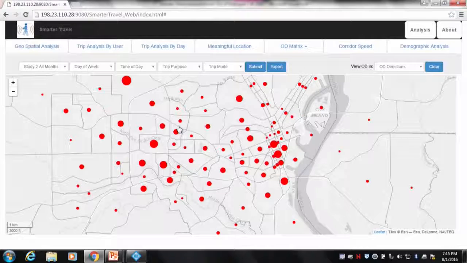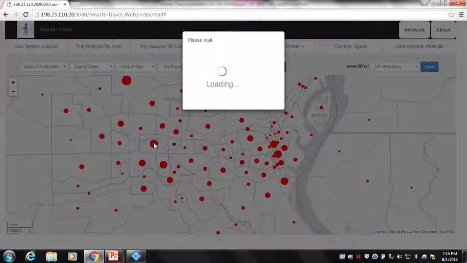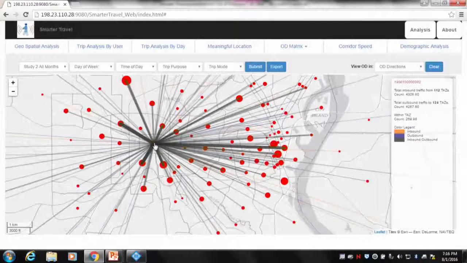For example, all this is divided into transportation analysis zones, and if you click on a zone, by time of day, it'll give you where the trips came from, what type of trips came from there, and where did they go. So it'll give you inbound, outbound, and also the type of trips like home-based work, home-based other, so on and so forth.